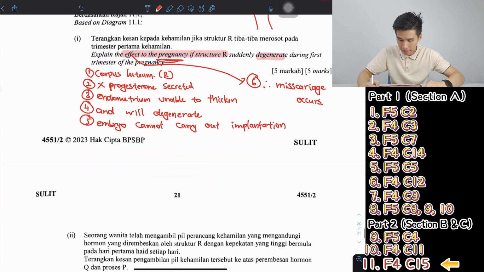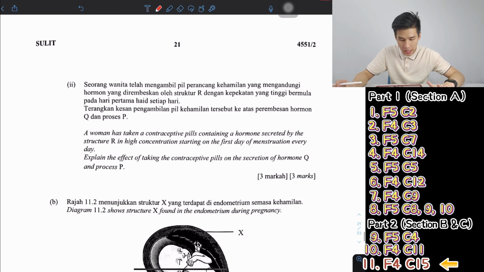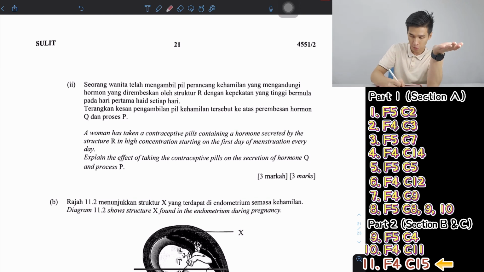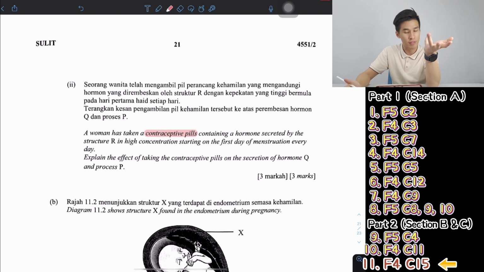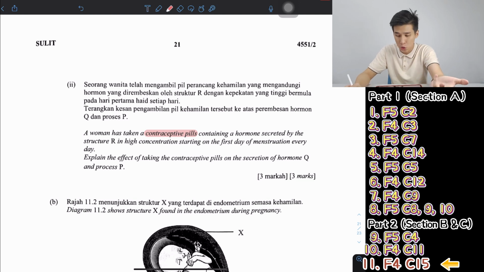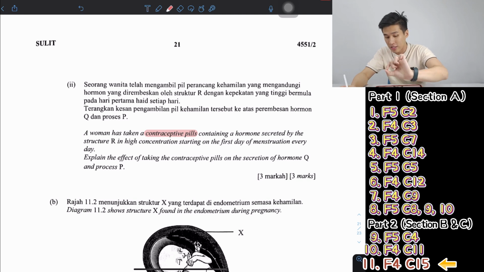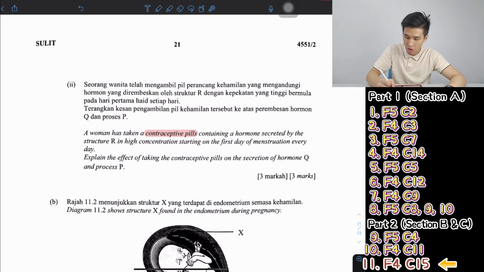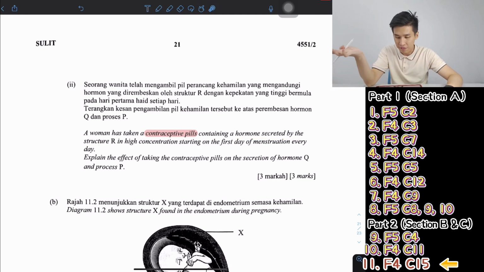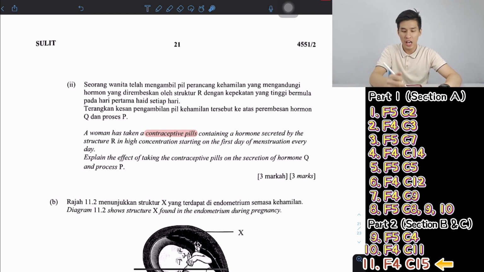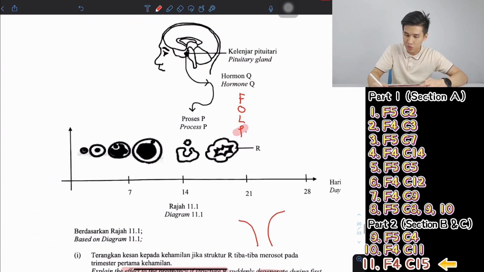Okay, so moving on, almost there already, guys. A woman has taken a contraceptive pill, 避孕丸. Of course, a contraceptive pill is to prevent pregnancy. Now, how does it prevent pregnancy? This question briefly mentions a bit. They give you a hint. That's why I say this question is not too tough. Let's say it contains a hormone secreted by the structure R in high concentration, starting on the first day of menstruation, every day. So the contraceptive pill actually has the hormone that comes from here, progesterone.